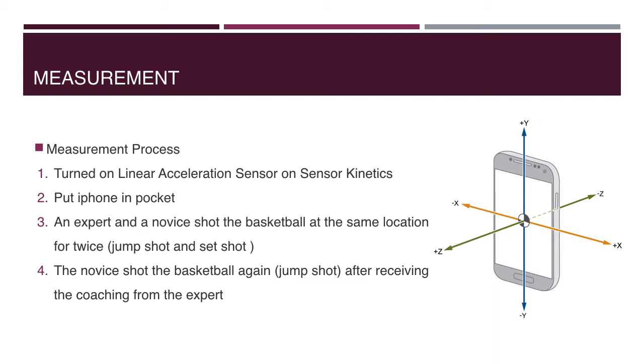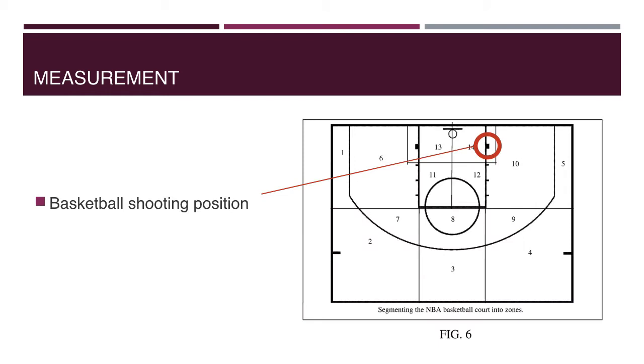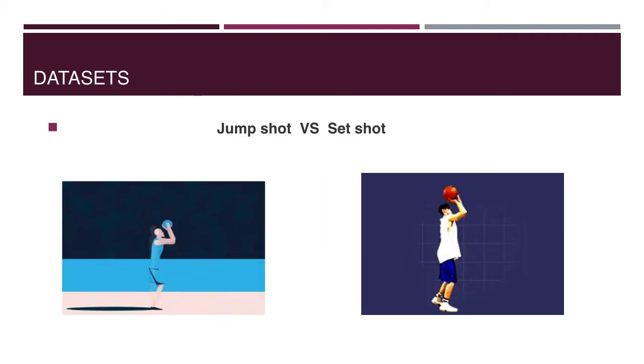Number four, we ask a novice to shoot the basketball again, using a jump shot after receiving coaching from the expert. So for this sport and this position, we have shooting of the basketball. We totally do five groups of basketball data.